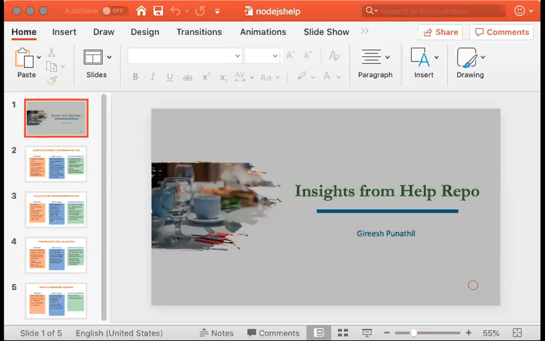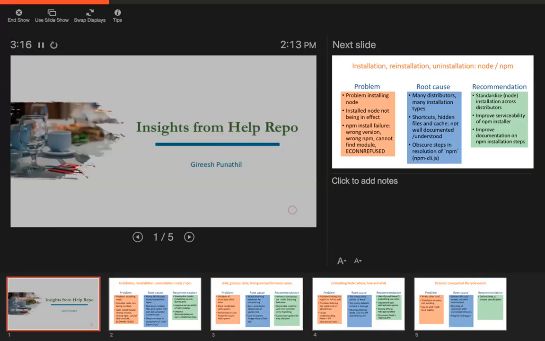I've been spending some time on the Help Repo for the last maybe 1.5 years or so. A couple of caveats. These are my personal observations, not necessarily representing any group or the project as a whole. And Help Repo is a running repo. That means over the years, there have been hundreds of issues. I'm not representing all the issues as such. The ones which came across me, the ones which I was part of, problem determination, etc., are the ones which are represented here.